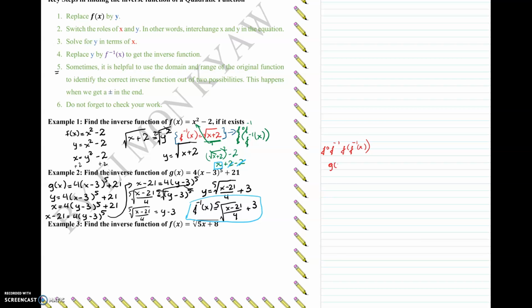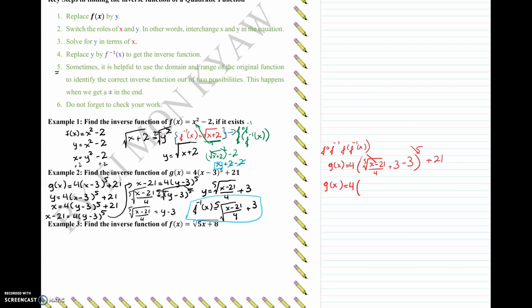So g of x is equal to 4 times parentheses, the 5th root of (x minus 21) over 4, plus 3, minus 3, the 5th root, and then plus 21. So g of x is equal to 4.